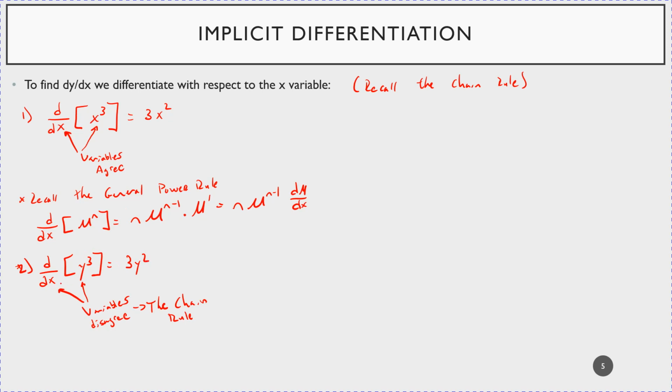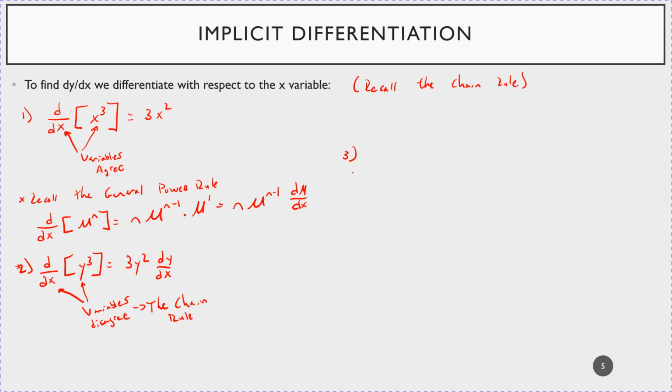And whenever the variables disagree, you need y prime. But what is y prime? Y prime is dy/dx. Hopefully you can see what's going on here. We're trying to find dy/dx in our equations. So whenever you differentiate with respect to x of anything with a y, you're going to differentiate it as normal. That's what the general power rule says here. And then you're going to tack on this dy/dx.